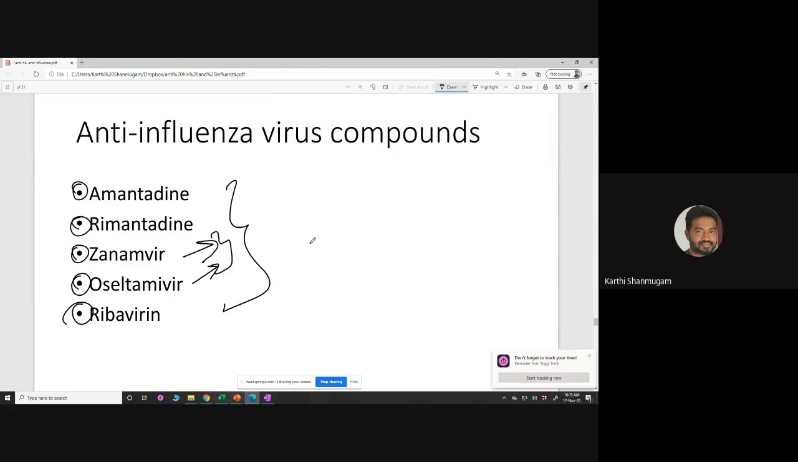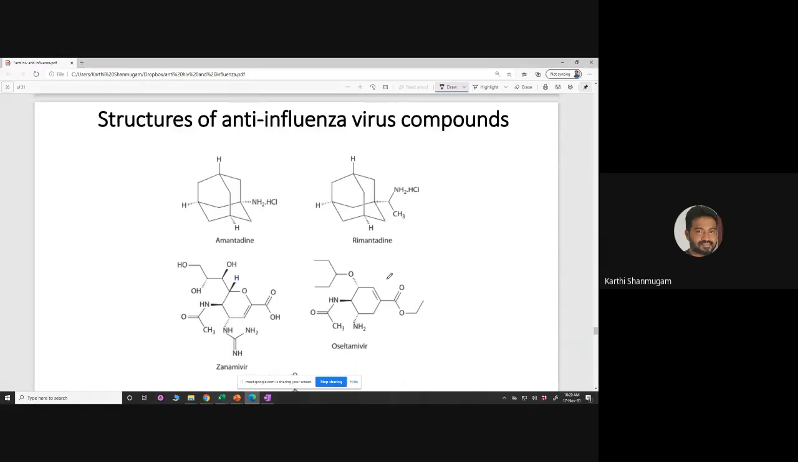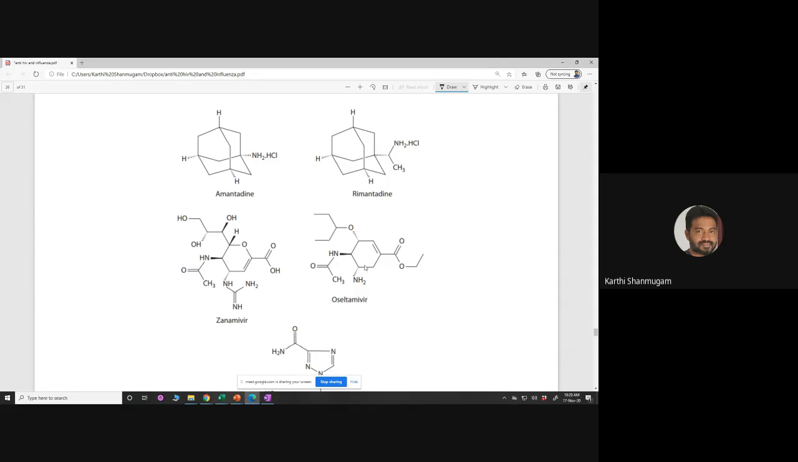Still, many companies are working on the influenza virus to come up with new drug molecules which the virus is not resistant to. One of the major drawbacks of drug discovery for viruses is that they can cleverly and easily undergo changes that resist the functioning of antiviral drug molecules. These are the structures of very commonly used anti-influenza compounds. You may not be able to remember all the structures, but at least one or two you have to remember. Amantadine and rimantadine have very simple structures; oseltamivir and zanamivir are very commonly used drug molecules.